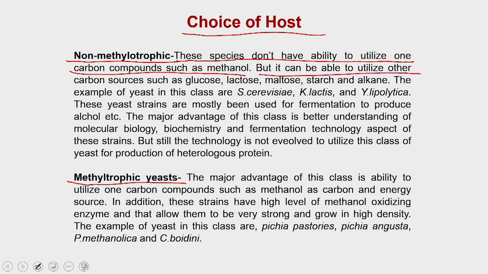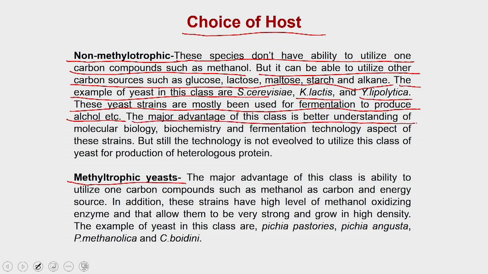But they can utilize other carbon sources such as glucose, lactose, maltose, starch and alkane. The examples in this category are Saccharomyces cerevisiae, Kluyveromyces lactis and Yarrowia lipolytica. These yeast strains are mostly used for fermentation to produce alcohol. The major advantage of this class is better understanding of the molecular biology, biochemistry and fermentation technological aspects of these strains.